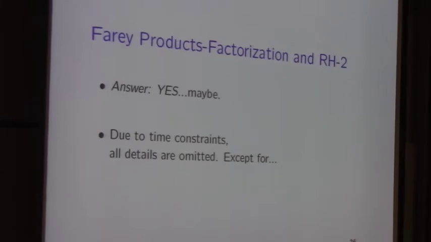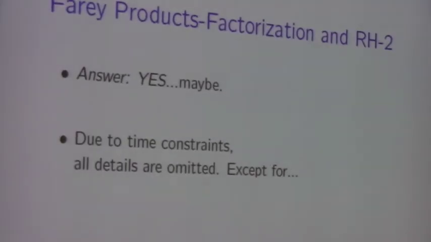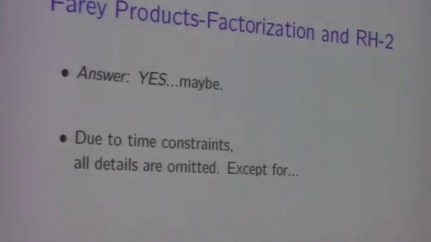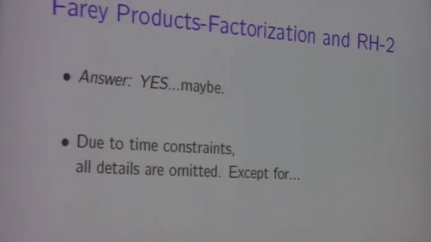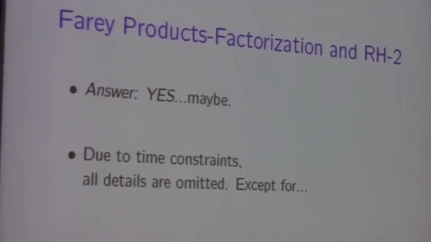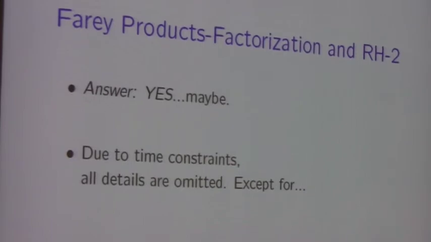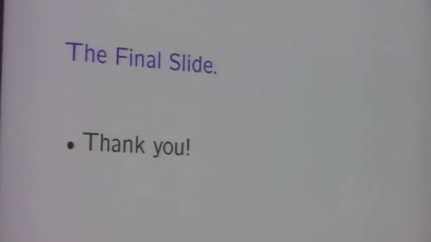And here's the answer. Yes, you can do it. Maybe. Let's say the experiments suggest that we have a candidate for such a formula, but we don't have any sort of proof that's rigorous at this point that you can get an analytic number theory estimate that proves it. And due to time constraints, the details are omitted except for the final slide.